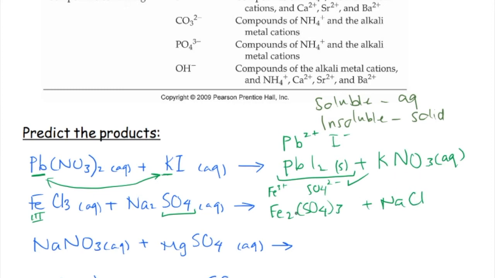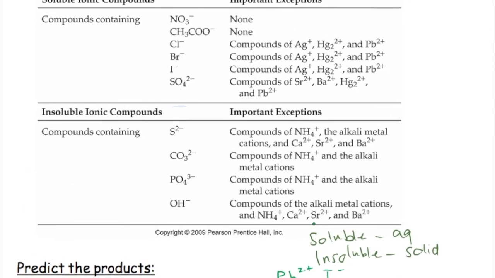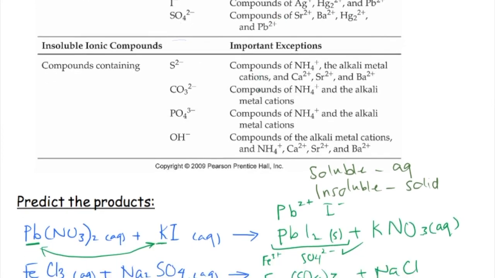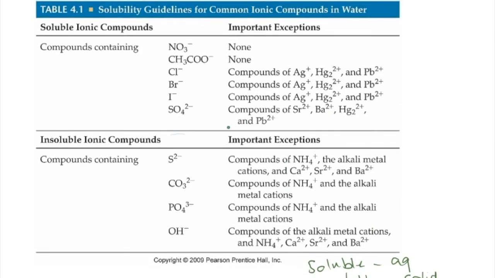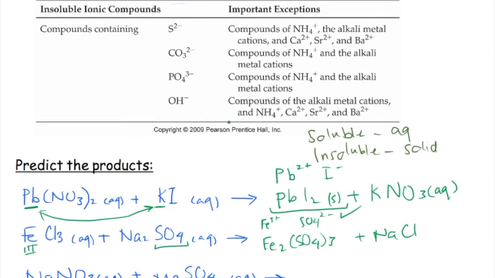Let's see if iron sulfate is soluble or insoluble. So we're going to go up here, and we're going to find sulfate. So here's our sulfate, and sulfate is a soluble anion except when it's bound to these cations. And our compound has an iron. Is there iron? No. So iron is not one of the exceptions, which means that we can write aqueous here. This is a soluble compound.